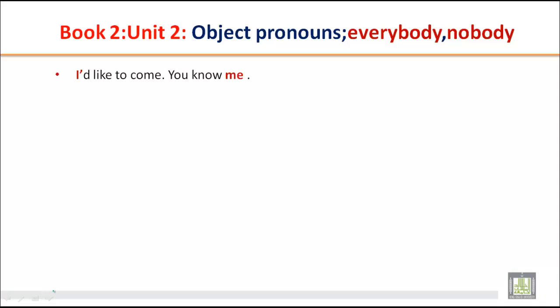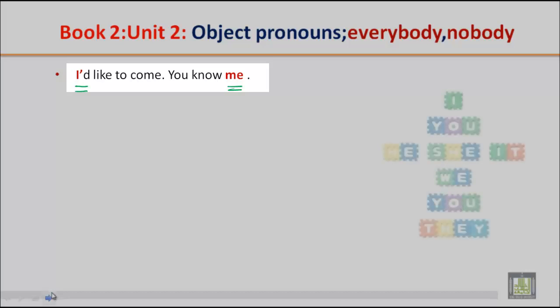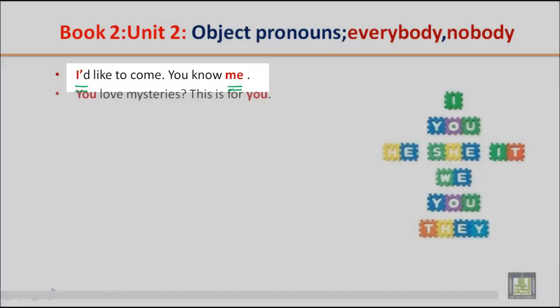Now if you look at the first example, I would like to come. You know me? So I is the subject and the object pronoun of I is me. I would like to come. You know me? You love mysteries. This is for you. So the object pronoun for you is you.